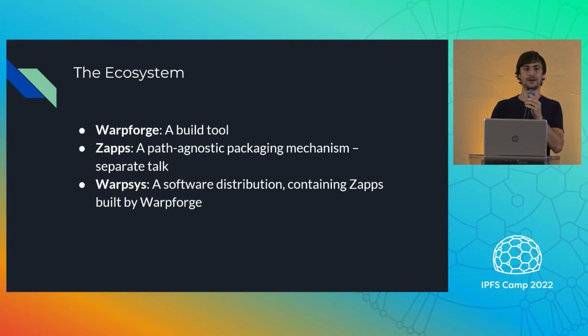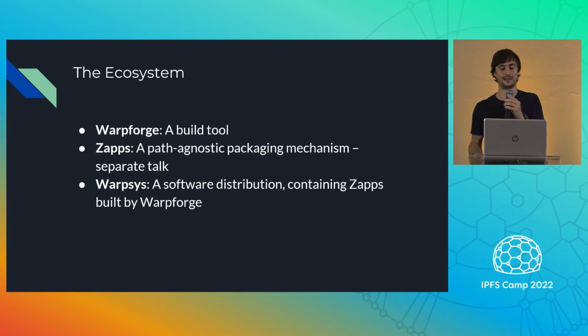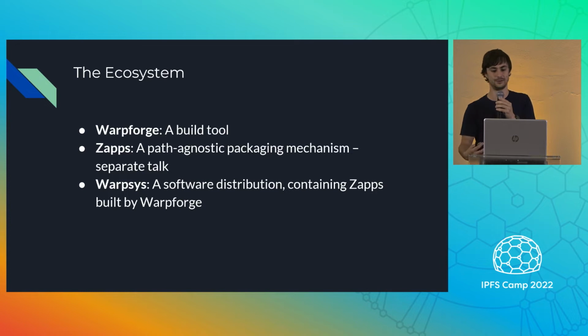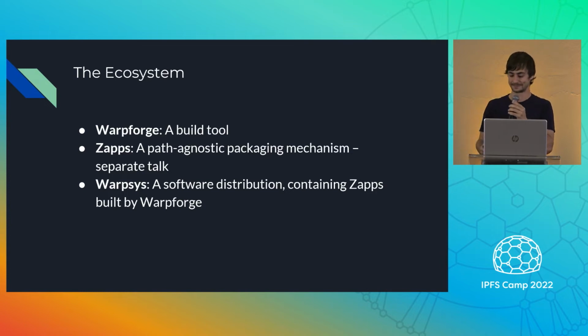And lastly, we have this thing called WarpSys, which you'll actually see pop up in this talk, and this is a software distribution that we're starting to work on. So think of, Debian's got a bunch of packages as a software distribution. Arch has a big list of packages. Nix has a big list of packages. This is the foundation for starting to build up some of those packages such that they can be used in these types of builds in a path-agnostic way.